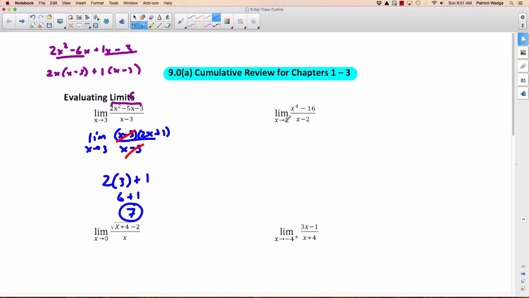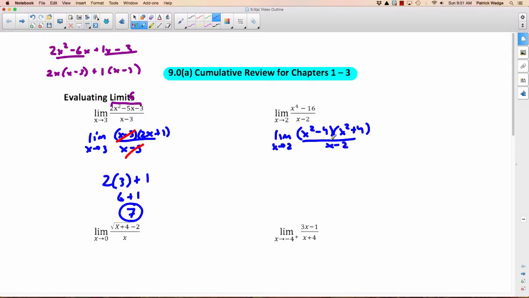Next one, try substitution. It won't work because when you go bottom here, you get 0. 2 minus 2 is 0. Same thing, you're going to factor again. So if you look at the top, this is a difference of squares. You'd have x squared minus 4 and x squared plus 4 all over x minus 2.